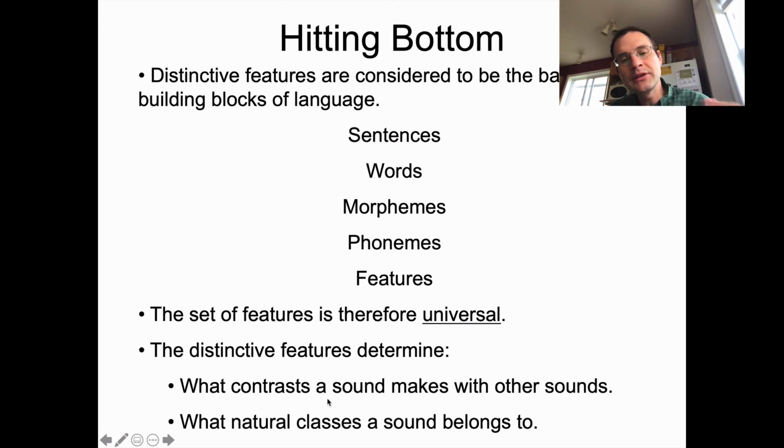They tell us what contrast a sound can make with other sounds. It's always going to be based on those feature values. And they also will tell us what natural classes a sound can belong to, because they will define unities between different phonemes, which will enable them to operate together in different phonological rules.